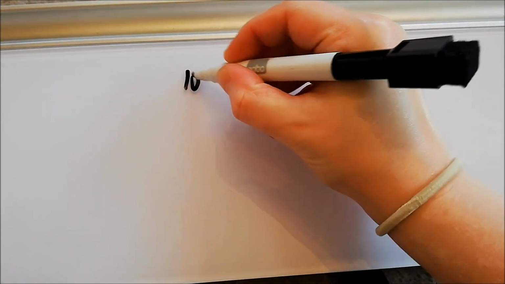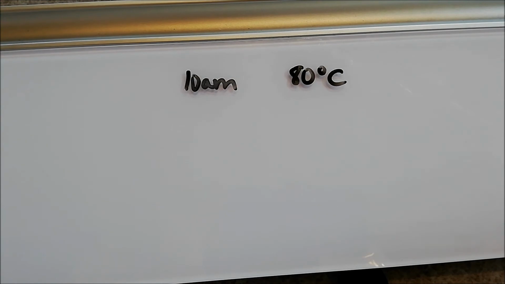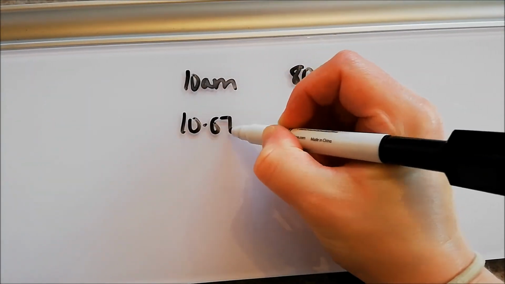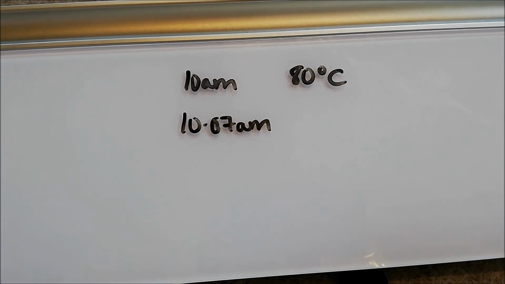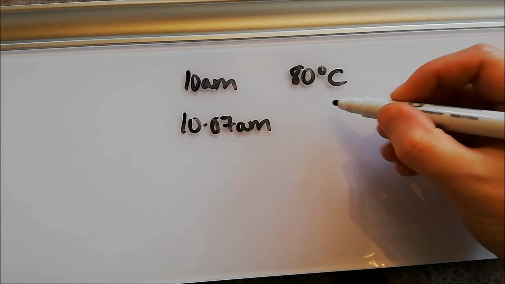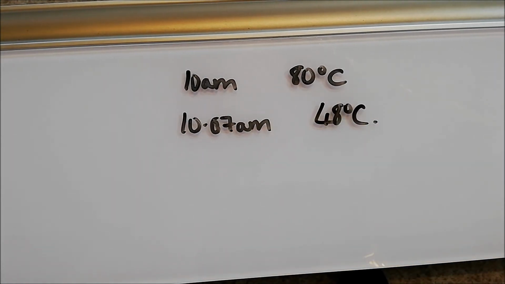Let's do one more like that. So if you put e.g. at 10 a.m. a cup of coffee had a temperature of 80 degrees C. By 10:07, it had cooled to 48 degrees C. Calculate the percentage decrease.